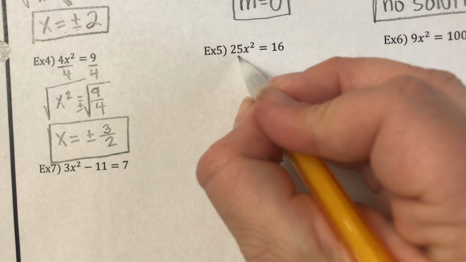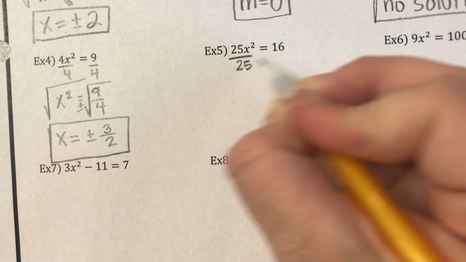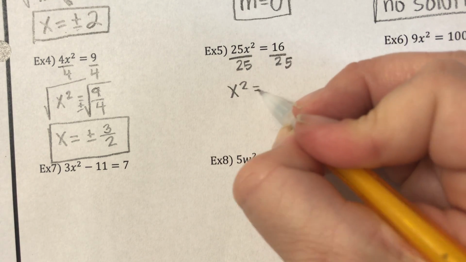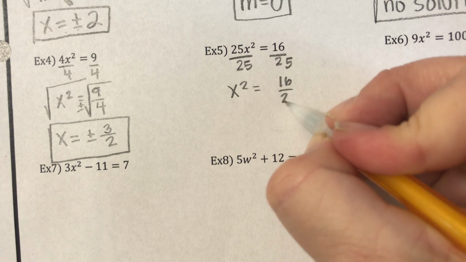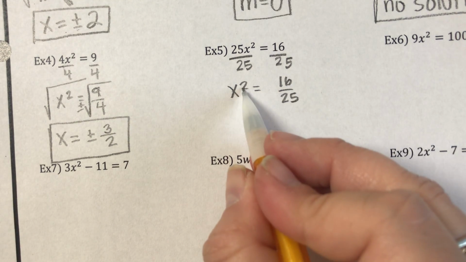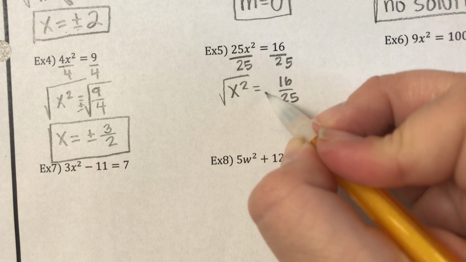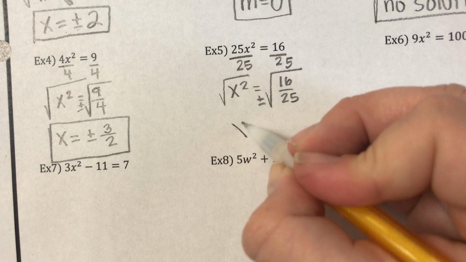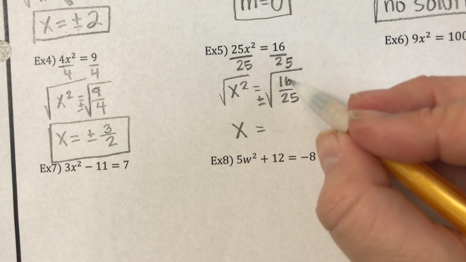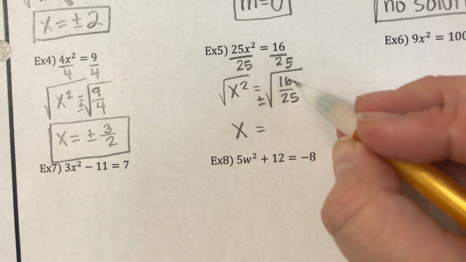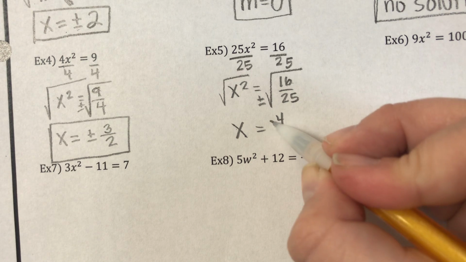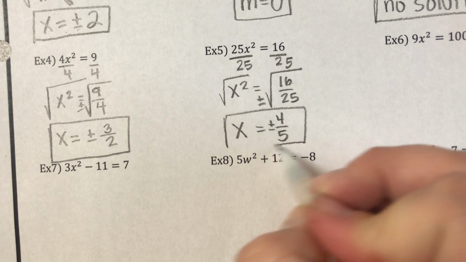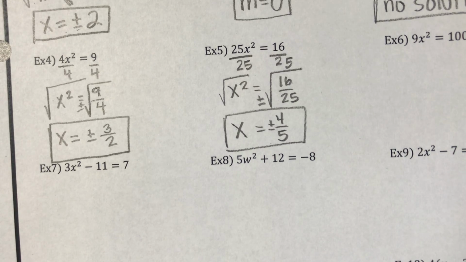On number 5, I'm going to divide both sides by 25, and I get x squared equals 16 over 25. I don't want x squared, I want x. So I'm going to go ahead and take the positive and negative root. The square root of x squared is x. The positive and negative root of 16 is 4, and of 25 is 5. So plus or minus 4 over 5.